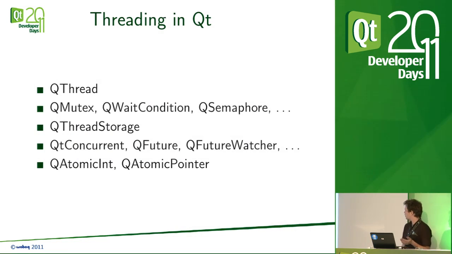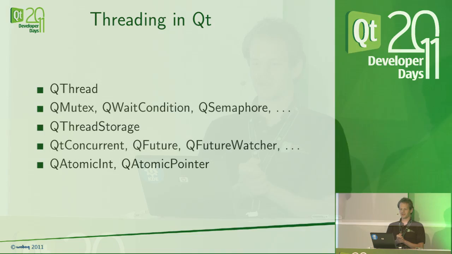Qt provides a lot of classes to do threading, some low level, such as QThread, QMutex, and so on. Who of you has already programmed with threads with Qt? Perfect, a lot of hands. So I don't need to explain all of that. I expect you to be familiar with the basic concepts, at least. And then some more high-level APIs, such as Qt Concurrent, QFuture, QFutureWatcher. I'll show a quick demo of how to use Qt Concurrent. And then some classes that maybe are a little bit less known, QAtomicInt, QAtomicPointer. I'm going to talk more about those classes later.